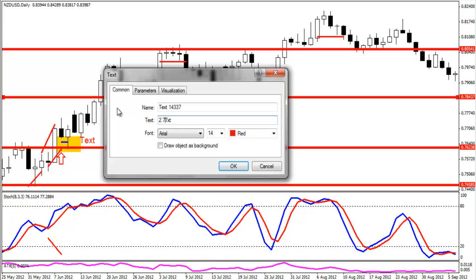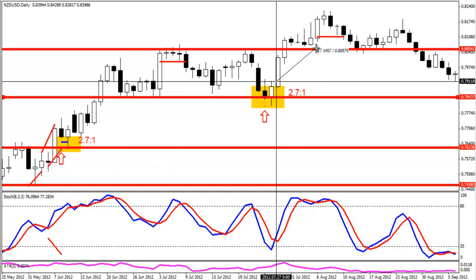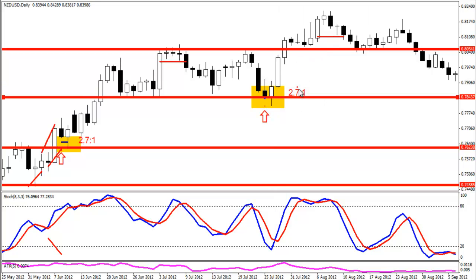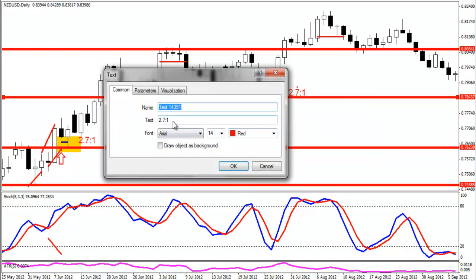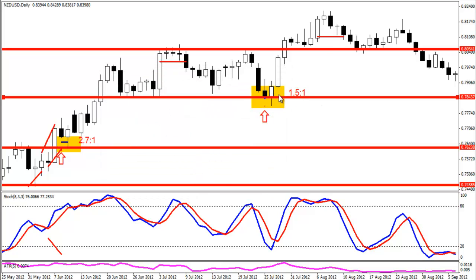$2.7 to 1 reward to risk. And over here, with a 125 pip stop loss and a 195 point return, realistically this is about a 1.5 to 1 reward to risk. That means that we risked 1%, made 1.5 times back what we risked, and on this one we made 2.7 times back what we risked. Both of those trades being good, solid reward to risk trades.